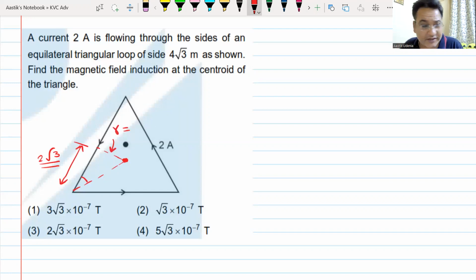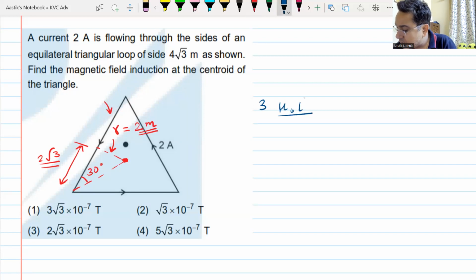Yes, sir. From here you can find out this perpendicular distance r. Remember this because the same question can come. You can just change the values. This distance r: you can find out this angle is 30 degrees, and from there tan 30 will be equal to r divided by 2 root 3. So from there you can get r. I think r will be coming as 2 meters. Yes or no? Yes, sir. Now you can understand that you just have to find out the field due to one wire. Just multiply it by 3. So the total magnetic field becomes 3 times mu naught into I by 4 pi. Distance is 2. Yes or no? Yes, sir.